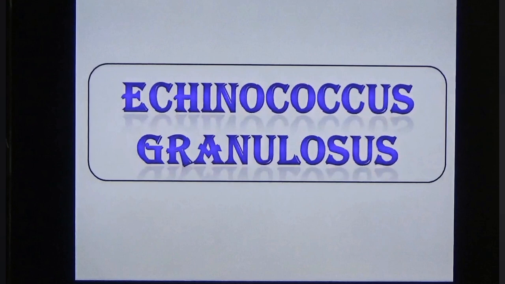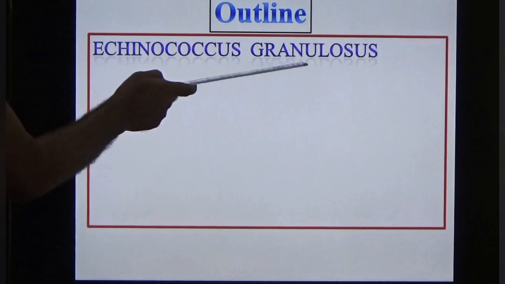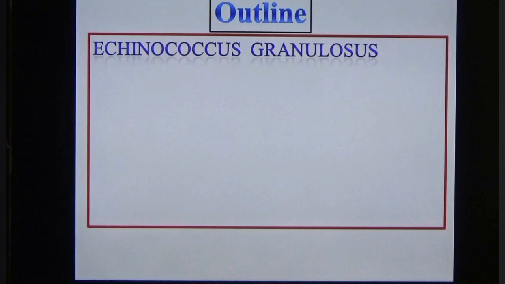Very good morning, everyone. Today we will study Echinococcus granulosus. As we are aware, Echinococcus granulosus is a type of cestode and is commonly called the dog tapeworm. Let us discuss in detail. Today's outline will be a detailed description of Echinococcus granulosus and its homeopathic management.